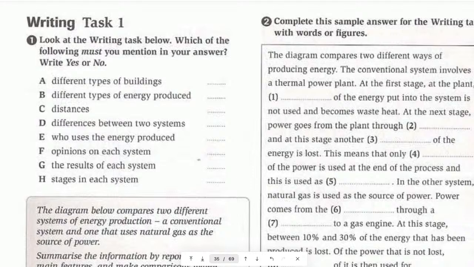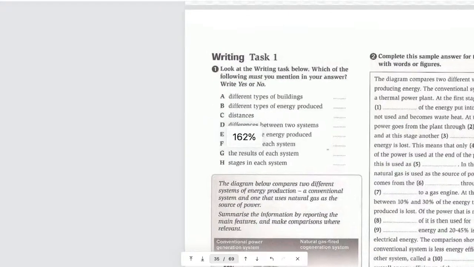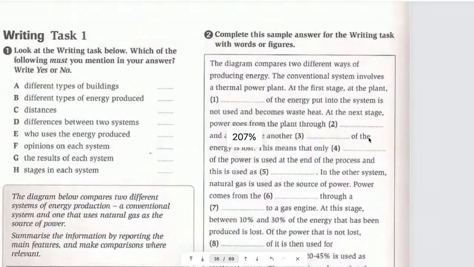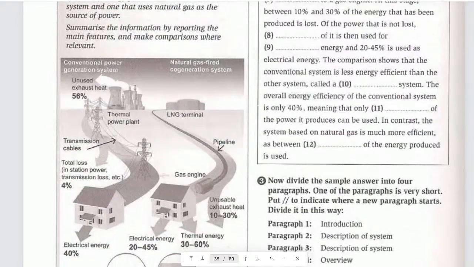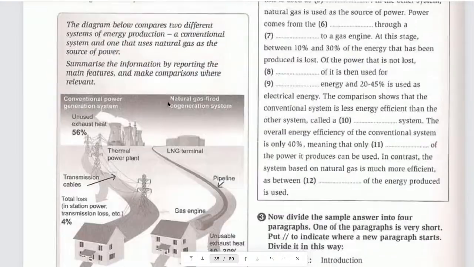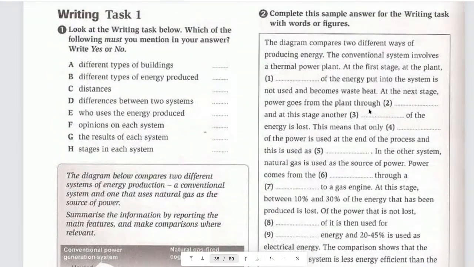Alright, now let's try to fix this, okay? Exercise 2: complete this sample answer for the writing task with words or figures. First of all, you have to look at the diagram here, and then you have to answer all the questions there, right? Have you finished? Yeah? Okay, now let's fix this.